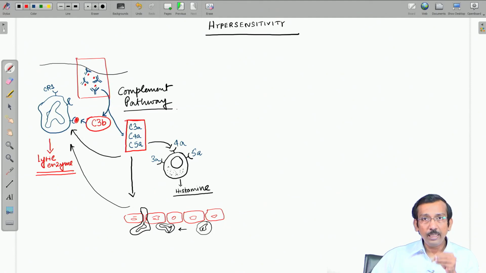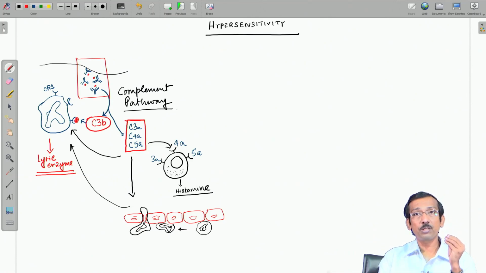A type 3 hypersensitivity reaction can usually be a local reaction, but it can also be a systemic reaction, a global response as well. How do these global responses occur? For example, we have a snake bite.